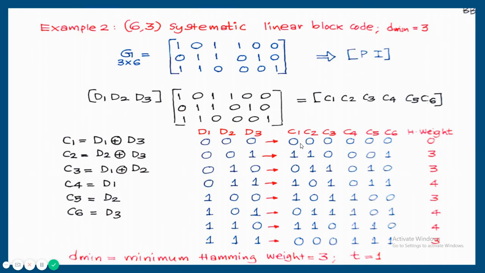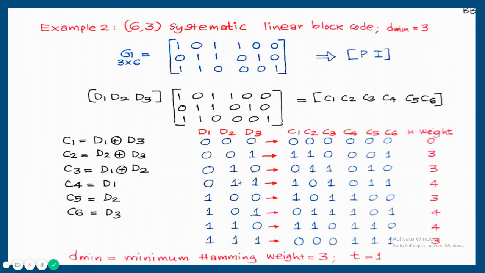Or like what I said earlier, the code can also be calculated without using these equations. For 0, 0, 0, the answer is always zeros. Then 0, 0, 1: the last bit is 1, so the last row will be the answer: 1, 1, 0, 0, 0, 1. Next, 0, 1, 0: the second bit is 1, so the second row is the answer: 0, 1, 1, 0, 1, 0.